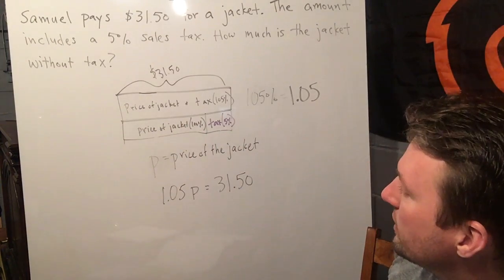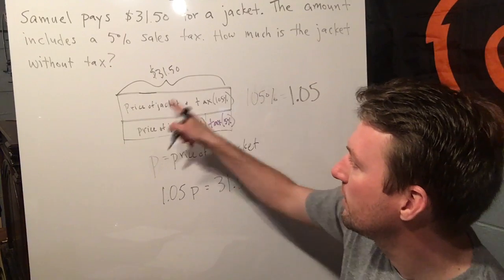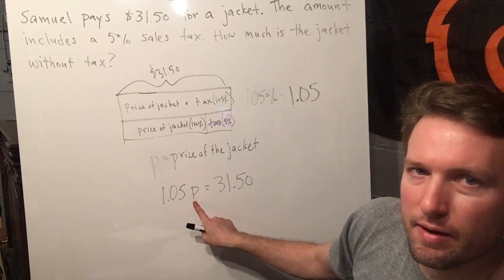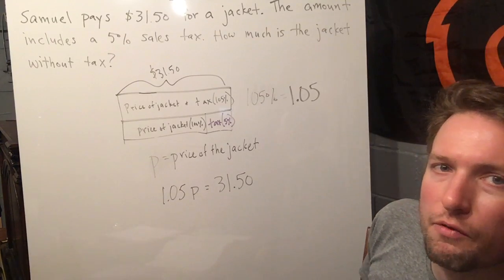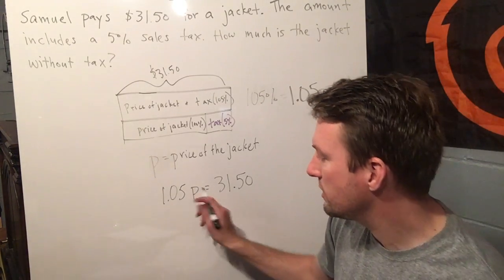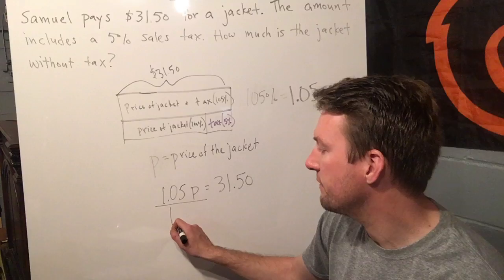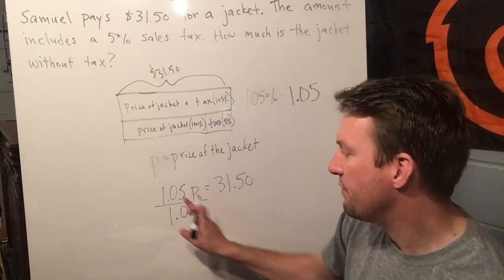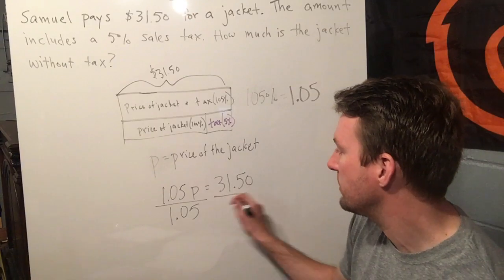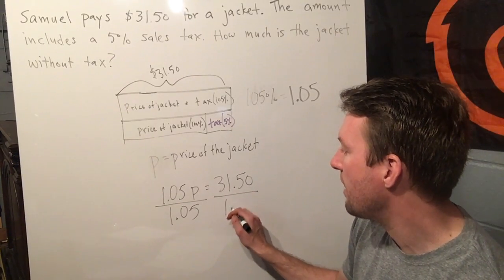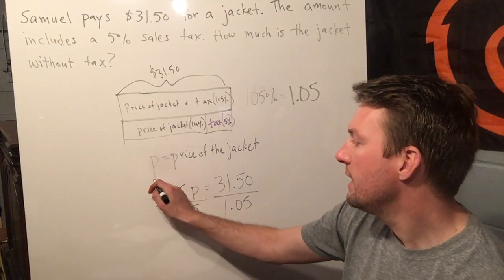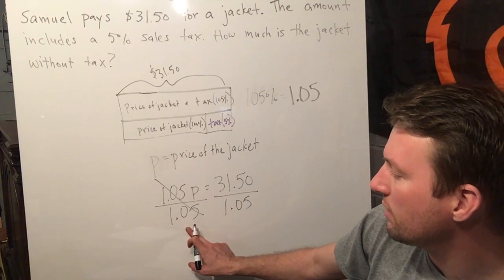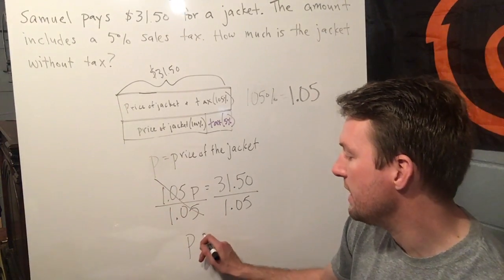Now, what that's going to do is allow me to figure out the price of the jacket. What we need to do is isolate this variable. You do that by performing the inverse operation. So since we're multiplying, we're going to divide by 1.05. If we do it to one side of the equation, we have to do it to the other. Dividing by the same number cancels that out, and we're left with P.